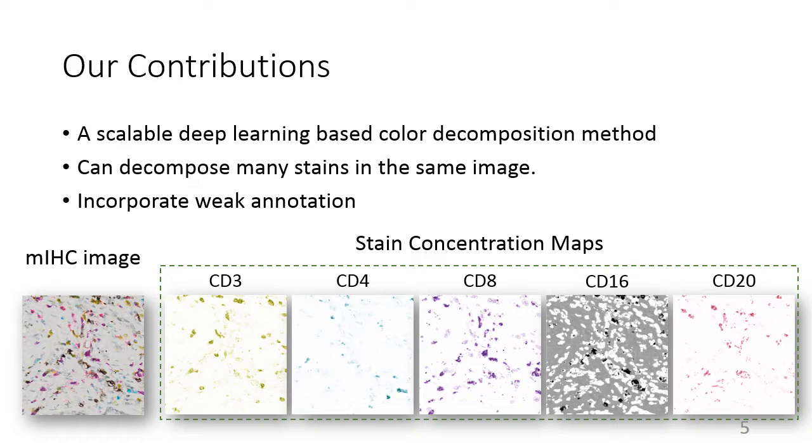In this paper, we address the color decomposition problem in MIHC images. We propose a scalable, deep learning-based color decomposition method. As far as we know, existing methods can decompose up to 4 color chromogenic stains images. Our proposed model can be trained to decompose many stains in the same image by incorporating weak annotation training data. Here's an example MIHC image and the resulting raw concentration maps for 5 immune cell classes marked by yellow, teal, purple, black, and red stains.